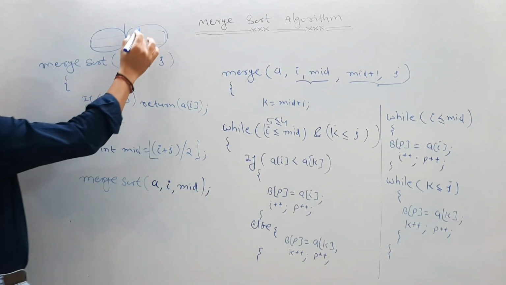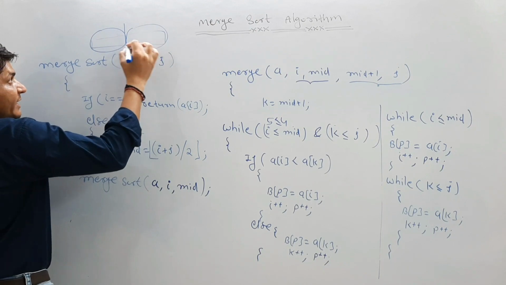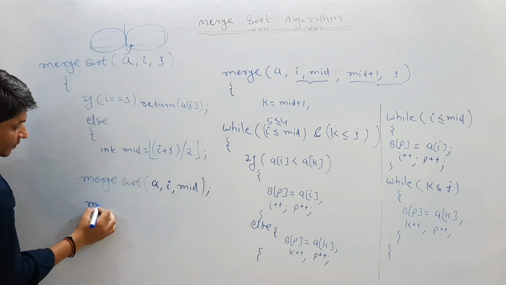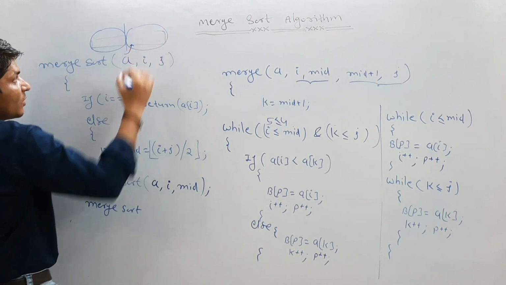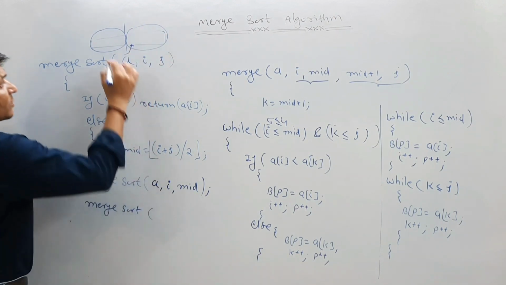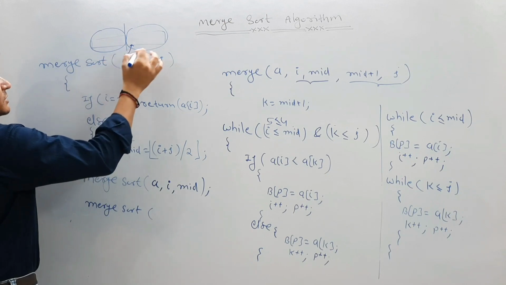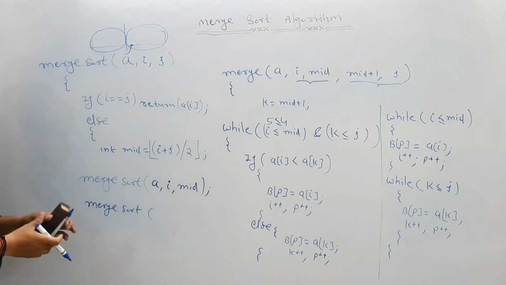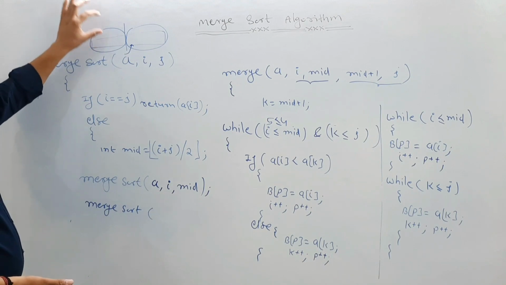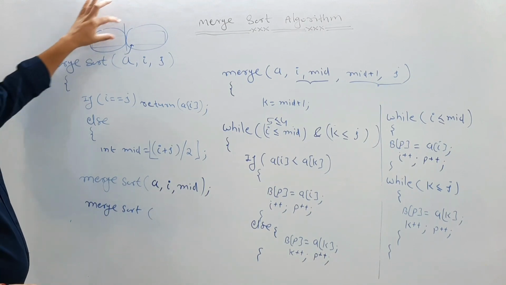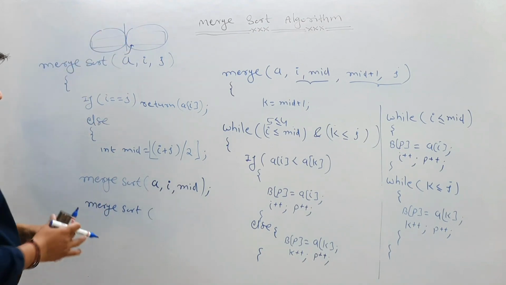Now, what would be the first index? So it is going to be merge sort. On the left hand side we are going to call merge sort. So this is also an unsorted array, and this is also an unsorted array, because we are applying merge sort, not the merge procedure. So we are calling merge sort on the left hand side part and on the right hand side part.